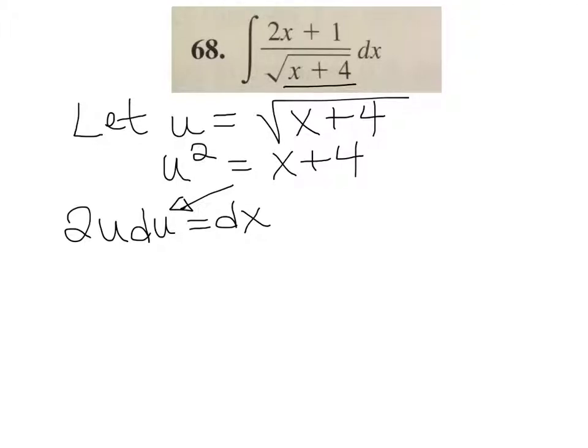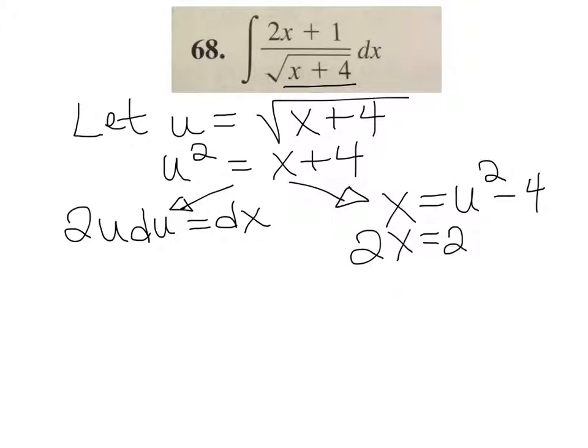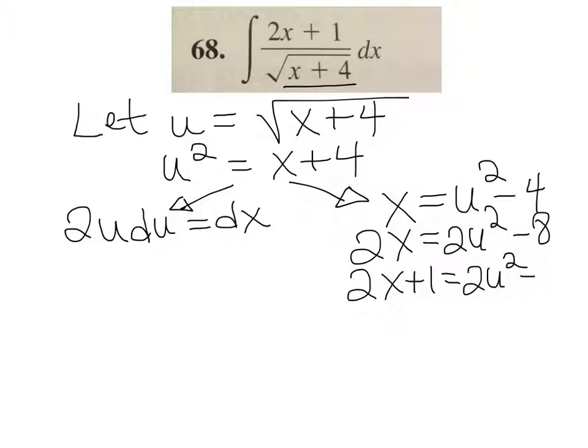On the other hand, on the top, we have a 2x plus 1. So let's first isolate the x. x is equal to u squared minus 4. Double both sides. 2x is equal to 2u squared minus 8. And then, adding 1 to both sides, 2x plus 1 is equal to 2u squared minus 7.